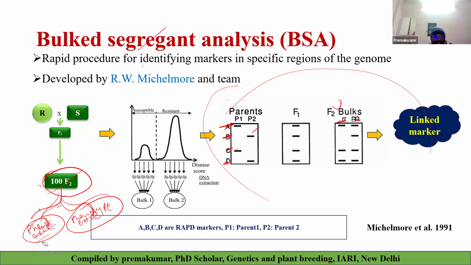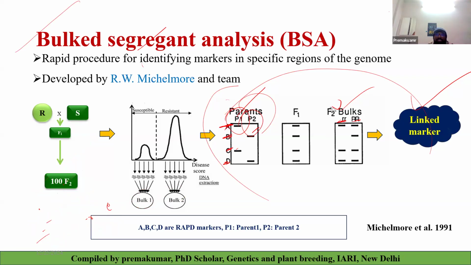But you select the extremes, then you create the two bulks, then run markers between the parents. Instead of running the polymorphic marker in 100 individuals, run only between the bulks. The marker that is polymorphic between the bulks and between the parents is your linked marker. This is what bulk segregant analysis is. Okay, understood what bulk segregant analysis is?